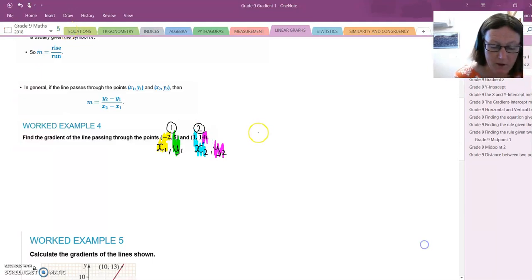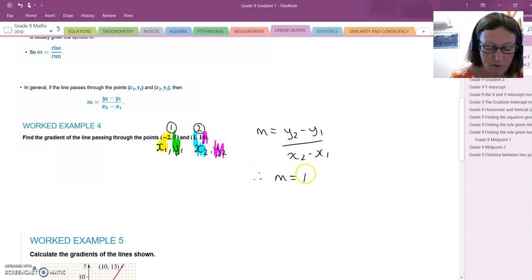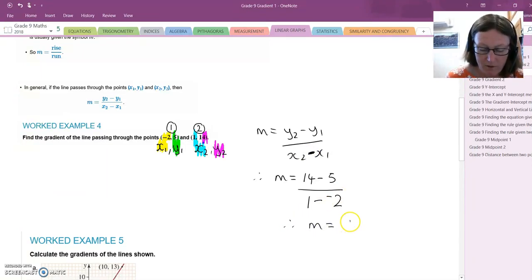So I now write my formula down, and I must do that. M equals y2 minus y1 over x2 minus x1. I substitute in my point, so I look at my pink point, y2 is 14. I subtract y1, which is 5. On the bottom I've got x2, which is 1, and I subtract negative 2, because x1 is negative 2, but I've got to subtract it, because my rule tells me that. So now on the top I've got 14 subtract 5, which is 9. On the bottom I've got 1 subtract negative 2, which is 3, because it's like 1 plus 2, which is 3. So the gradient of this line is 3.